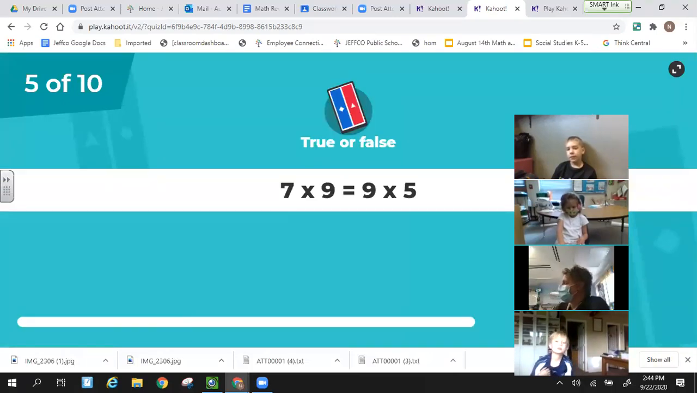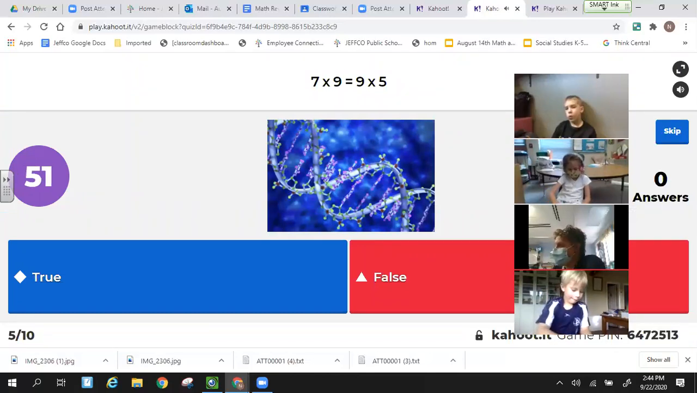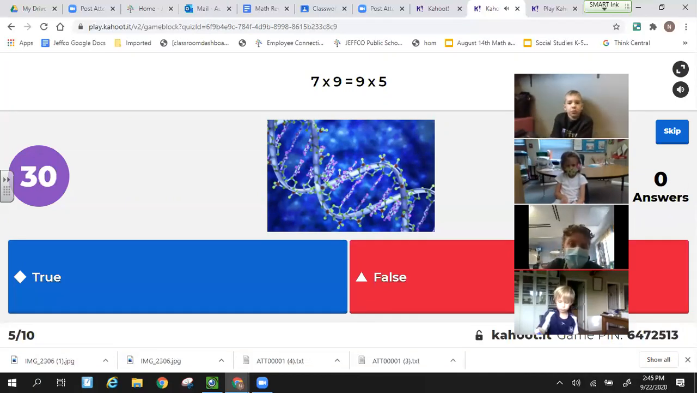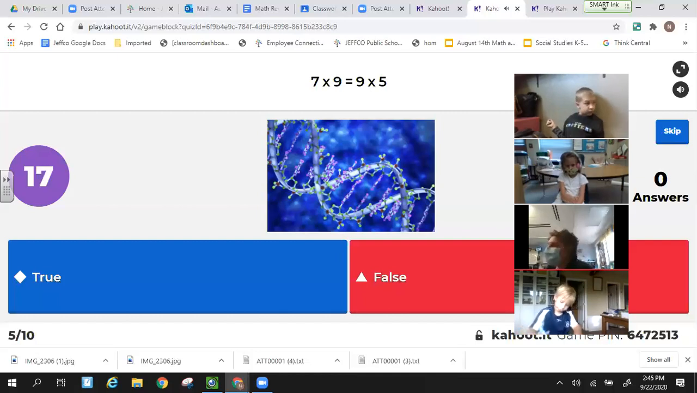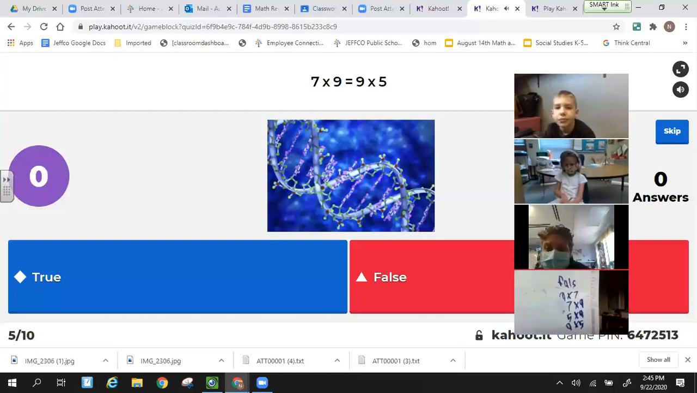Okay, true or false? 7 times 9 is equal to 9 times 5. And if you think it's true, can you explain it? If you think it's false, can you tell me why and write the correct answer like a puzzled penguin? I'm not going to give the answers at home. 7 times 9 equals 9 times 5. Are they the same thing? Haley, good explanation. Jensen, good explanation. Not the same. Good job, Astria.